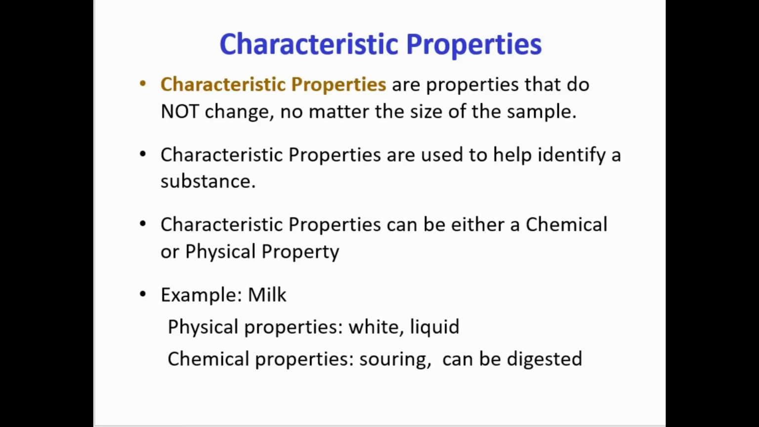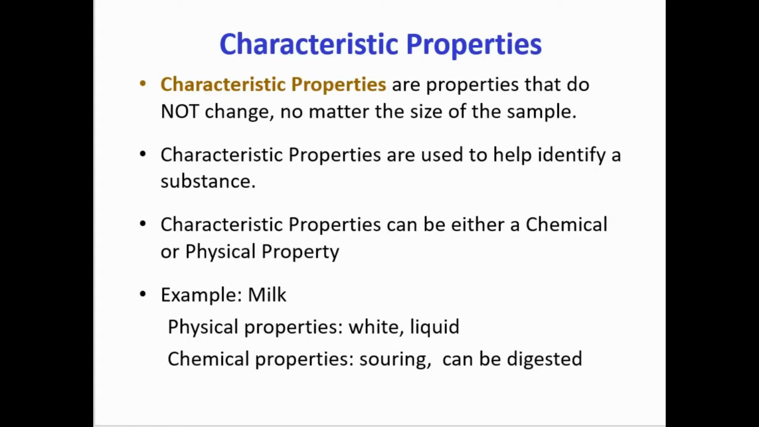Characteristic properties are properties that can be either chemical or physical, and they help us identify a substance. Characteristic properties do not change, no matter if you have just a tiny amount or if you have a huge amount. For example, our gasoline. It doesn't matter if we have just a little bit of gasoline or if we have a whole barrel of it. It is always flammable.